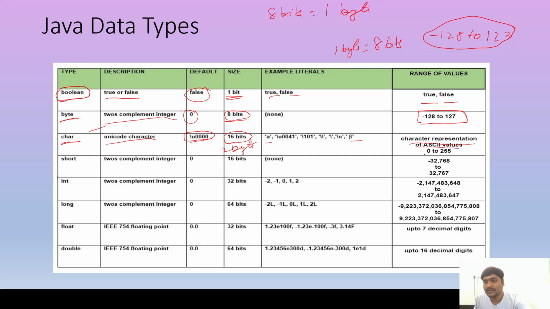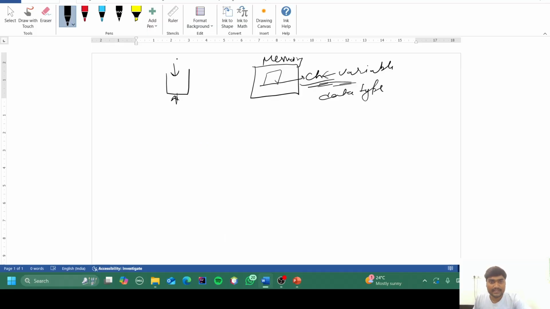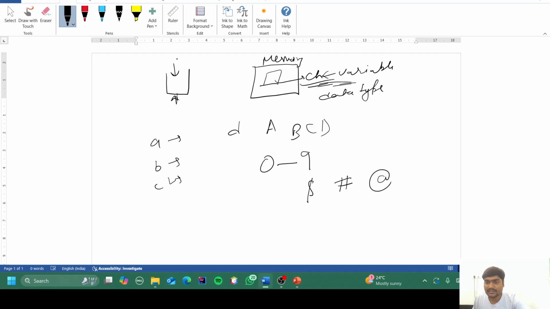And if you have read about the ASCII values, then the ASCII values are nothing but the integral representation of all the characters available, like A, B, C, D, capital A, capital B, capital C, D, hash, dollar sign, all the types of symbols which are used in the computer. These all are characters: 0 to 9, and any kind of symbols like hash, dollar, at the rate.